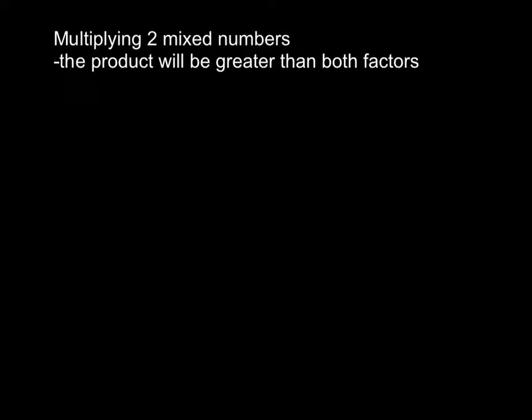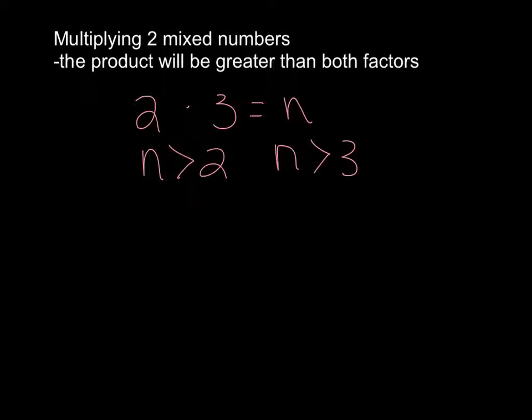So now when we look at multiplying two mixed numbers, we can just think of mixed numbers as being values greater than 1. And we already know that when we multiply any two values that are greater than 1, the product's going to be greater than both factors. So if I have 2 times 3 is equal to n, you know that n will be greater than 2, and n will also be greater than 3. Because 2 is being repeated 3 times, or 3 is being repeated 2 times.